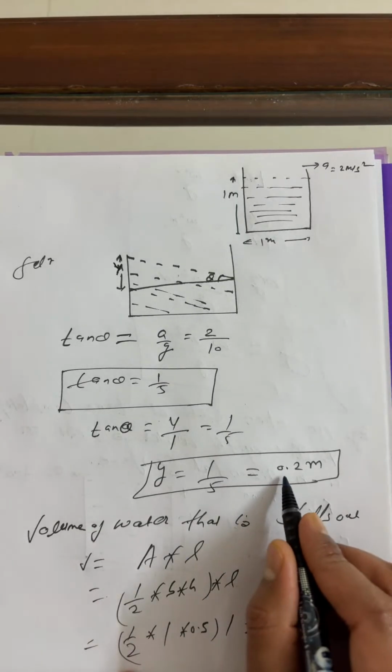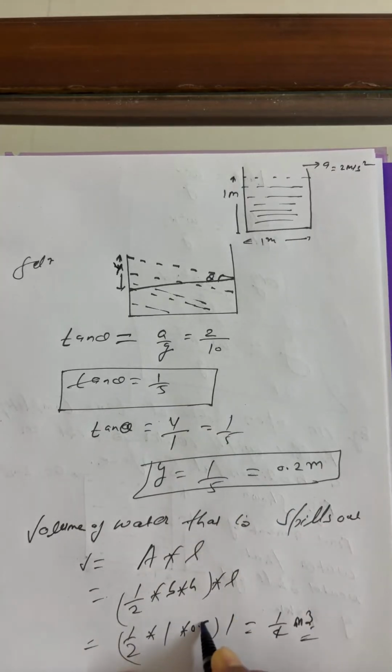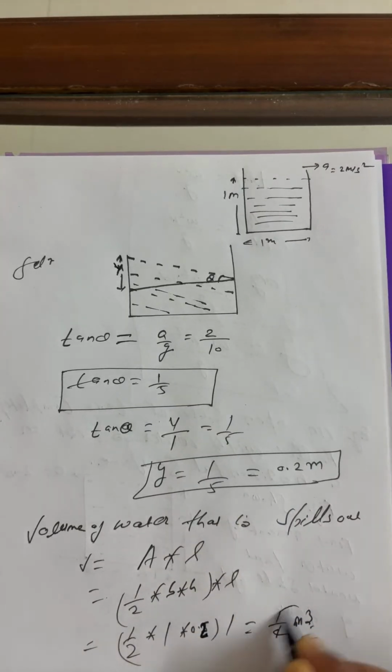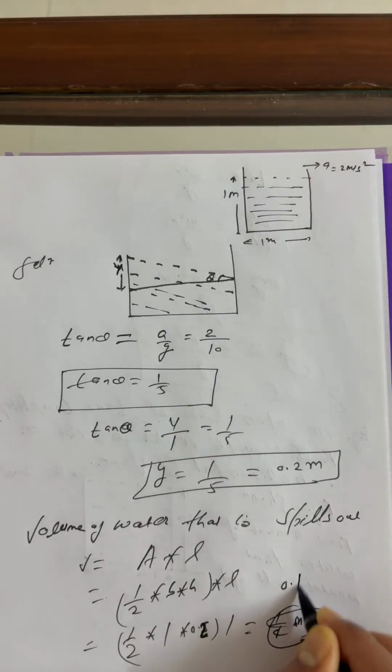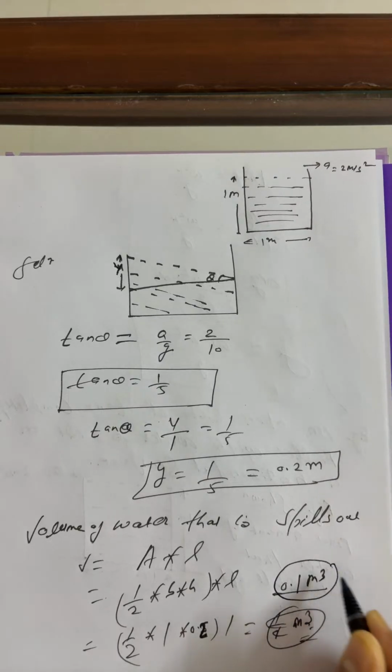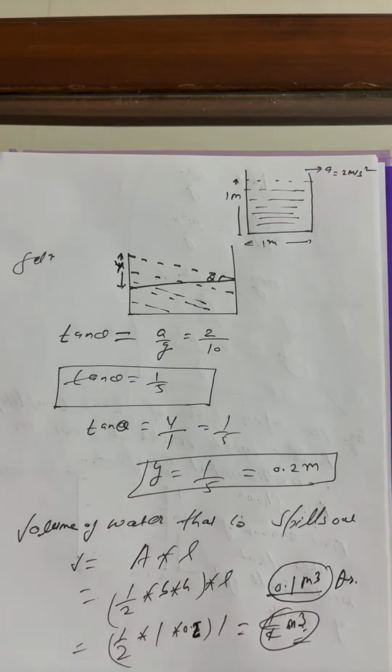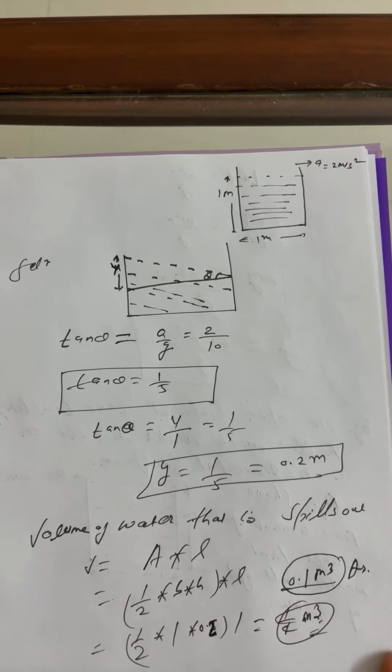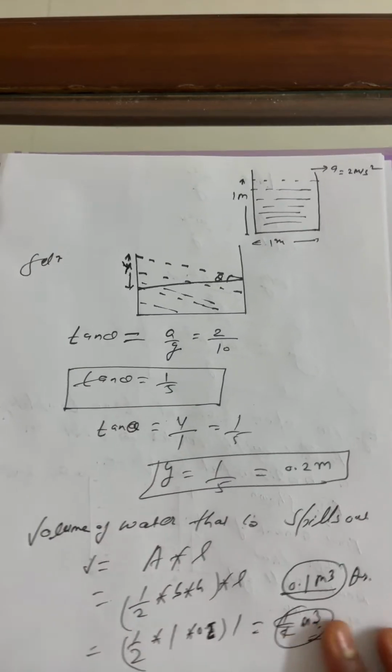Oh, I have taken it wrong here. This is 0.2 basically. This is 0.2, so what's the answer here? You can see 0.1 meter cube. Student, this is the answer for the question. Okay, now have a look at the next question.